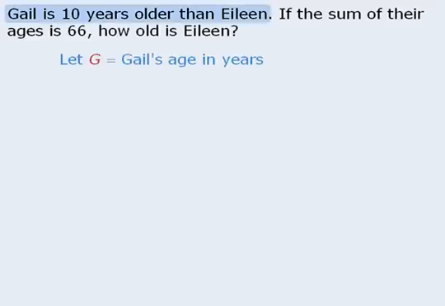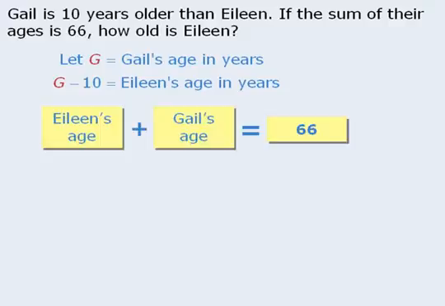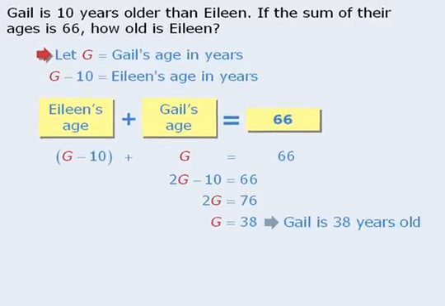Now Gail is 10 years older than Eileen, which means that Eileen is 10 years younger than Gail. So if g represents Gail's age, then Eileen's age will be 10 years less, which we can write as g minus 10. Now that we have assigned variables to the two ages, we can take our word equation and now write that Eileen's age, g minus 10, plus Gail's age, g, is equal to 66. From here, we can solve this equation for g by simplifying the left-hand side, then adding 10 to both sides, and then dividing both sides by 2 to get g equals 38. Since g represents Gail's age, we know that Gail is 38 years old. Since g minus 10 represents Eileen's age, we know that Eileen is 28 years old.